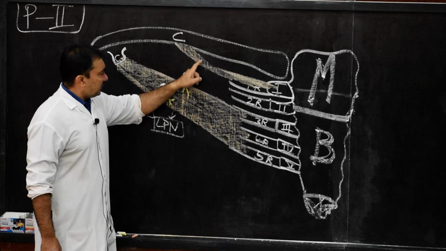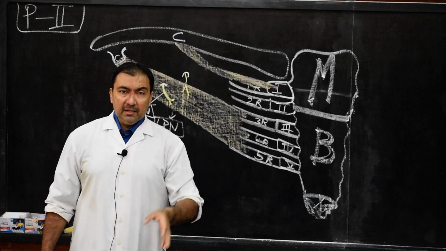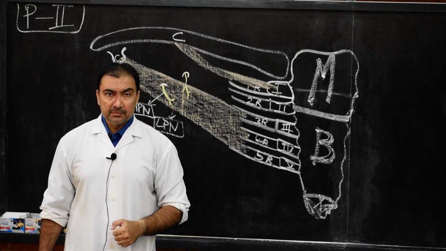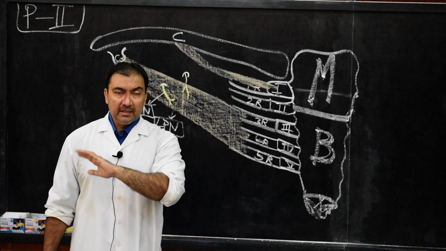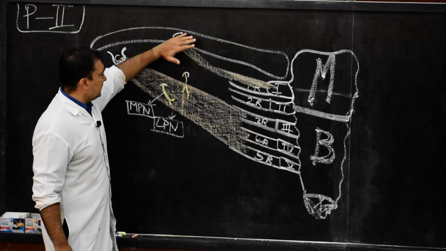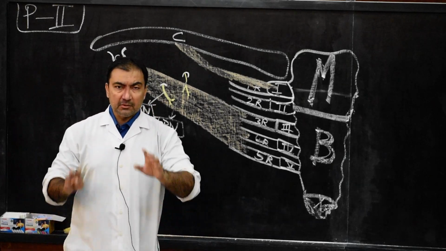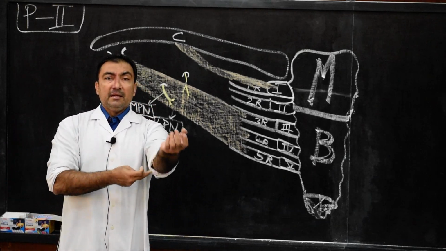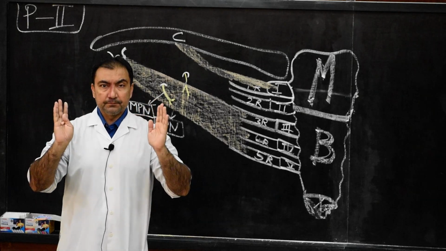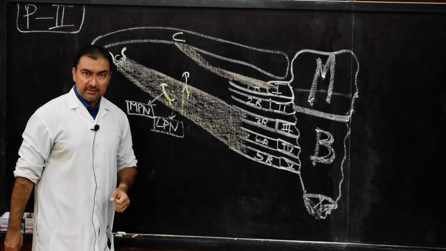Now nerve supply. The nerve supply of subclavius muscle is the nerve to subclavius, which is a branch of the upper trunk of the brachial plexus with root value of C5 and C6. And the action: this is a very small muscle, and its action is to stabilize or steady the clavicle during movements of the shoulder joint. That is the only action of subclavius muscle. So we have finished the origin, insertion, nerve supply and action of subclavius muscle.